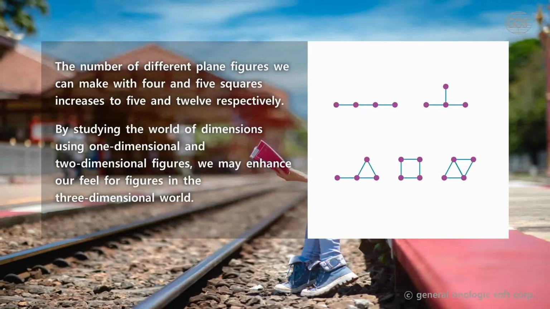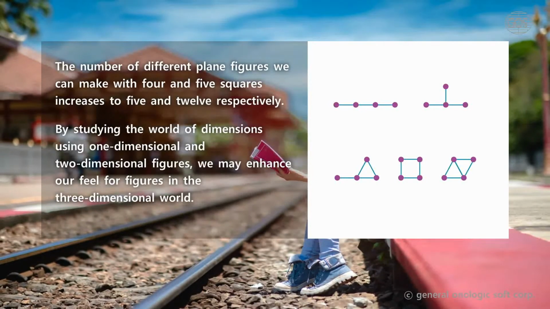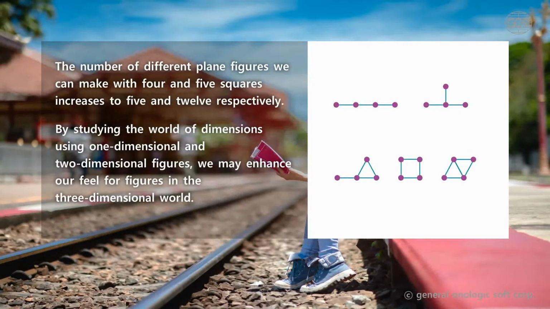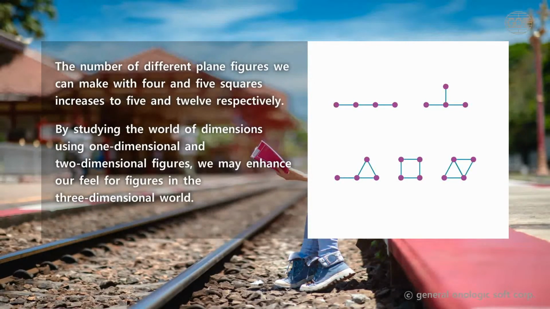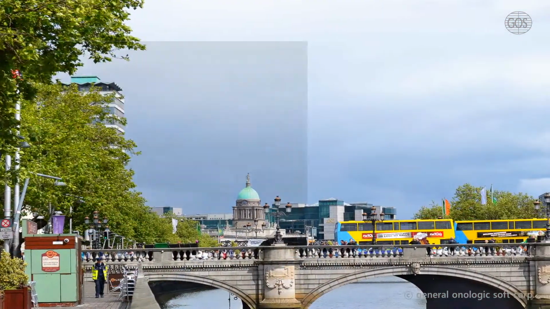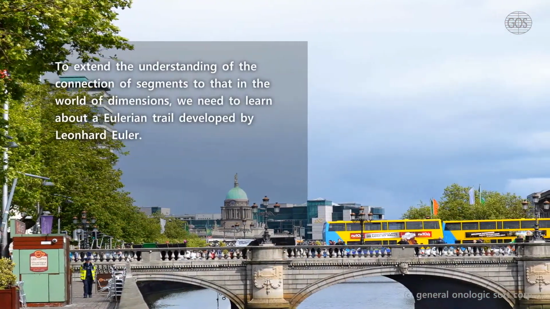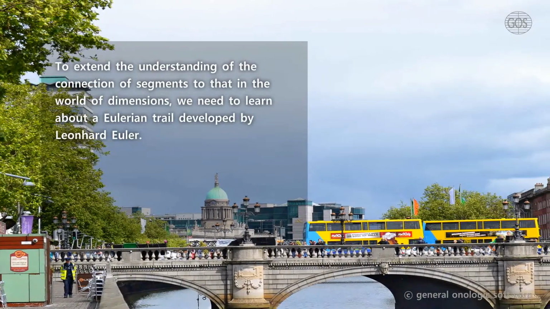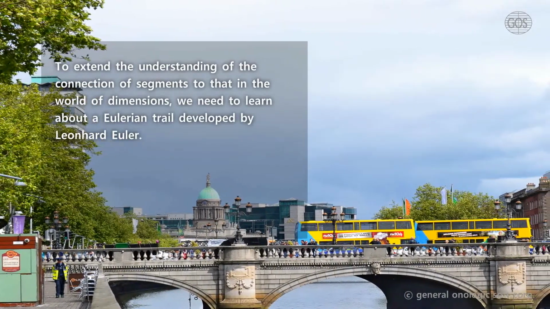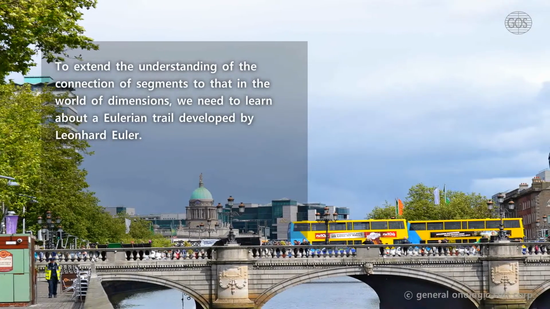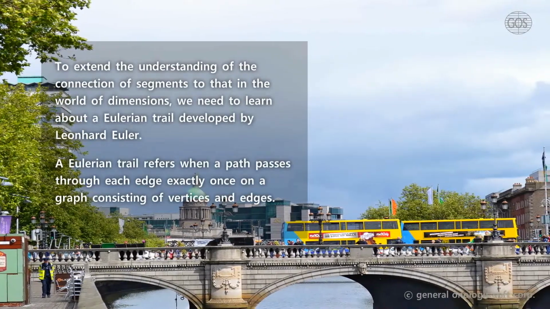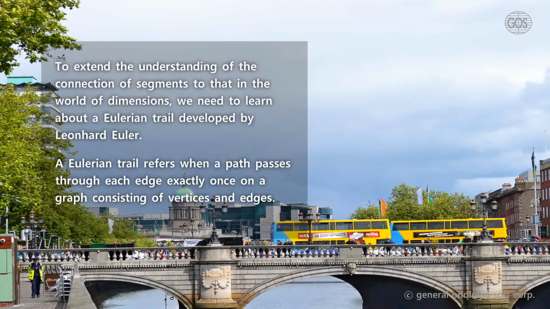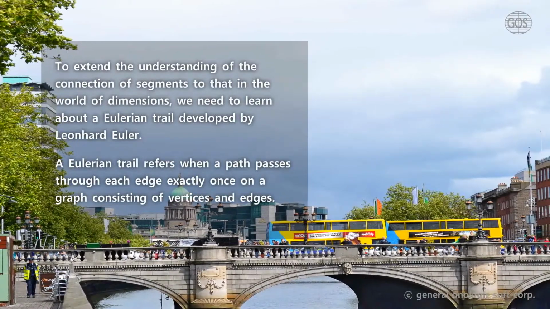By studying the world of dimensions using one-dimensional and two-dimensional figures, we may enhance our feel for figures in the three-dimensional world. To extend the understanding of the connection of segments to that in the world of dimensions, we need to learn about an Eulerian trail developed by Leonhard Euler. An Eulerian trail refers to a path that passes through each edge exactly once on a graph consisting of vertices and edges.